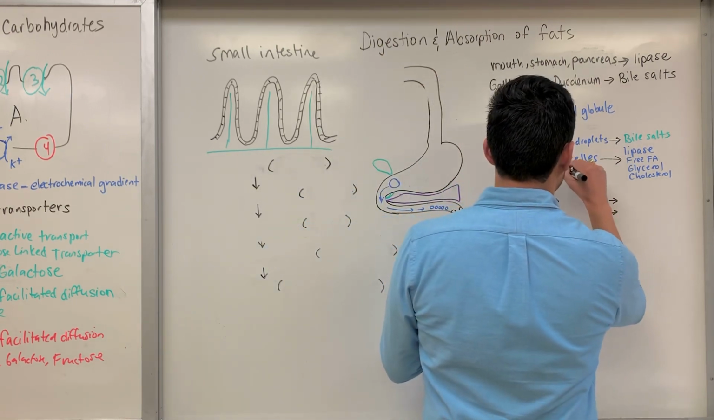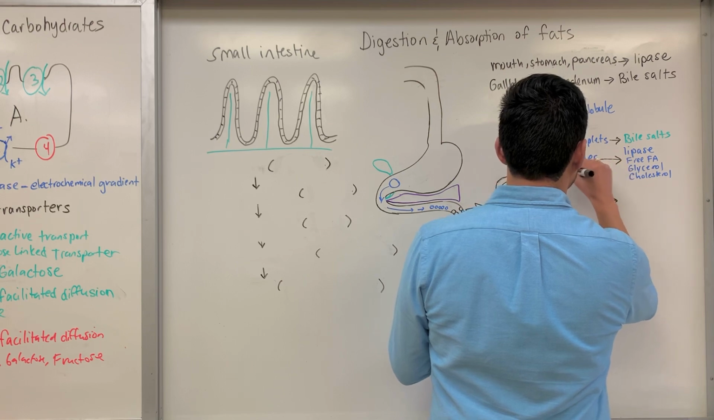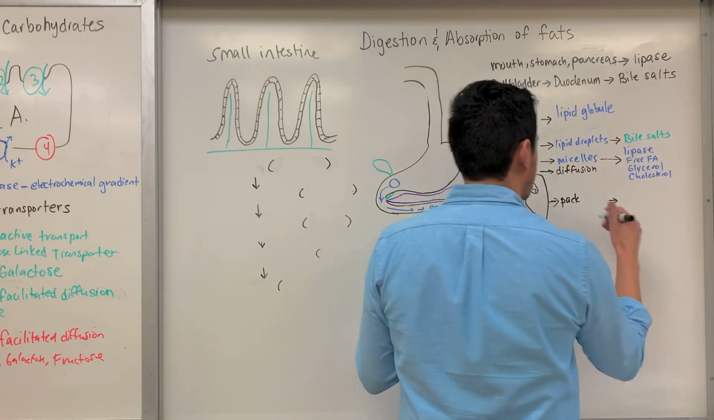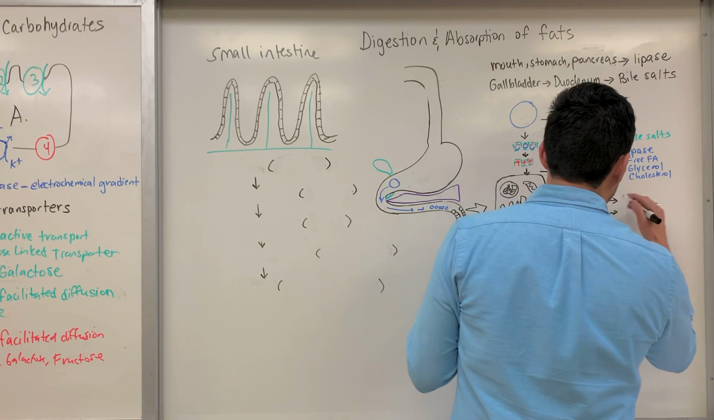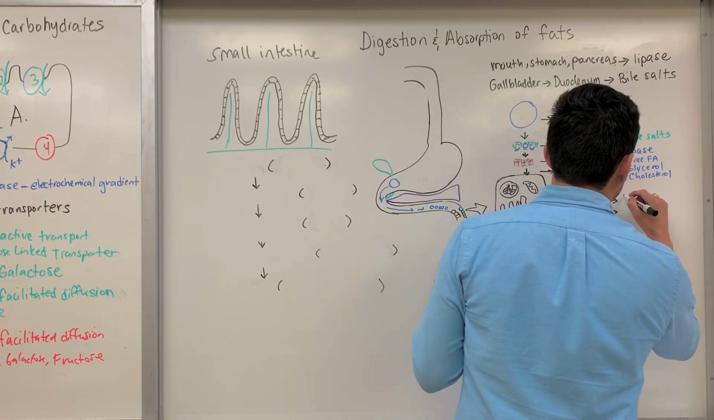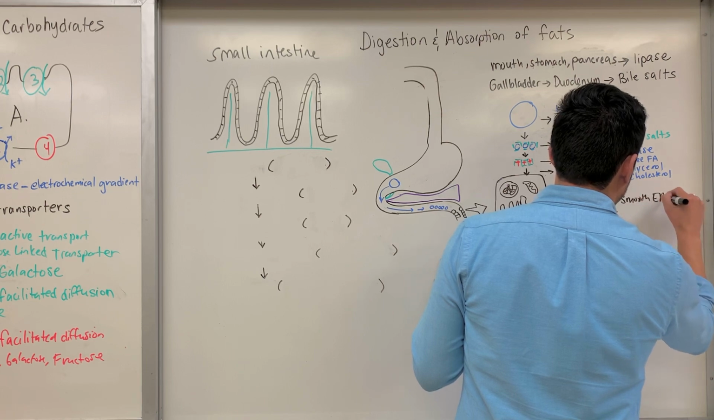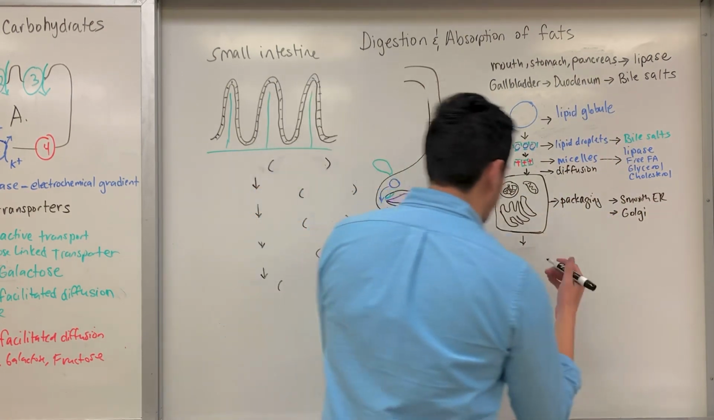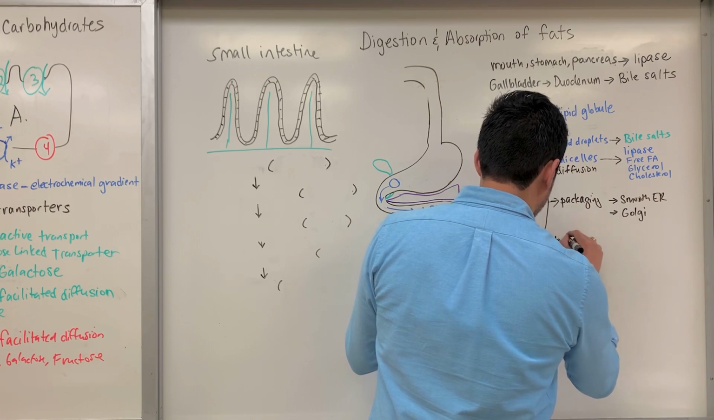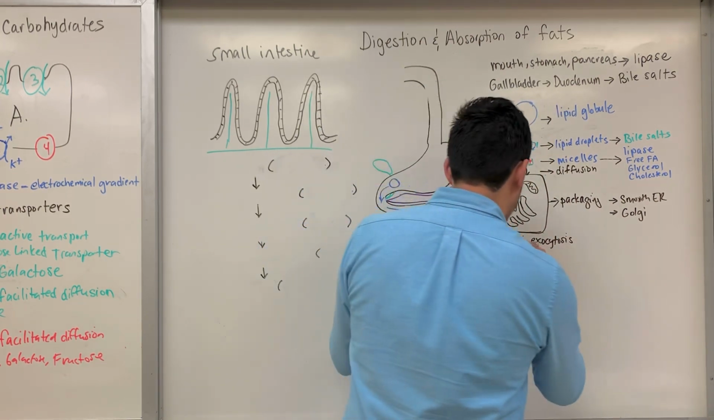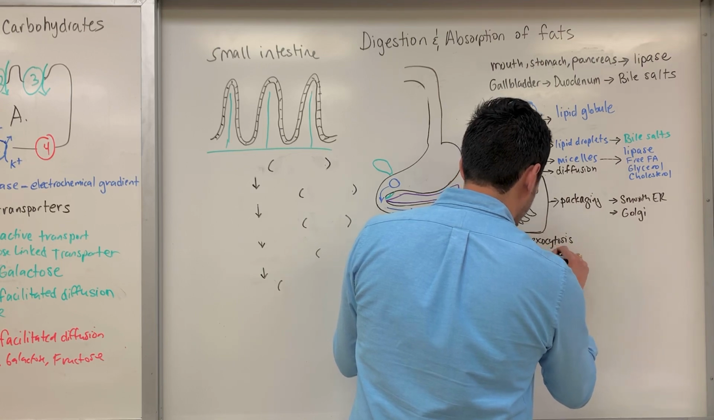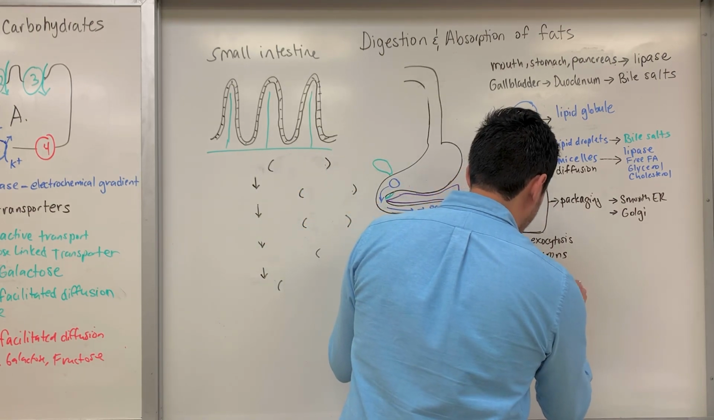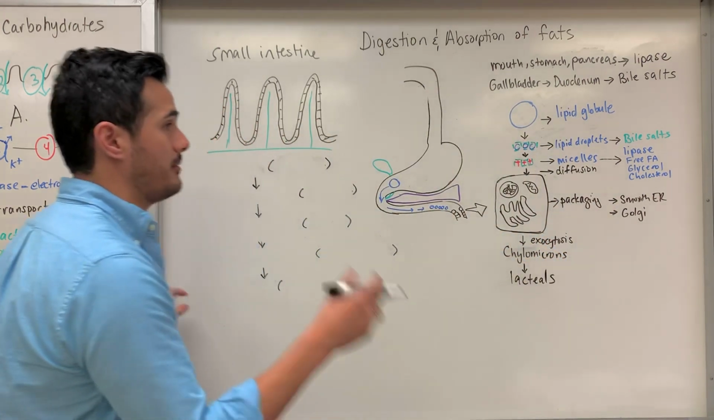So we have diffusion occurring, and then from there we have to package this. All of these components get repackaged, and this process occurs within the enterocyte, first off within the smooth ER, and then also within the Golgi. From there, exocytosis occurs, and they get packaged into what's known as chylomicrons. Then from there they have to travel through what's known as the lacteals, because the lacteals are what's going to lead to the lymphatic system.